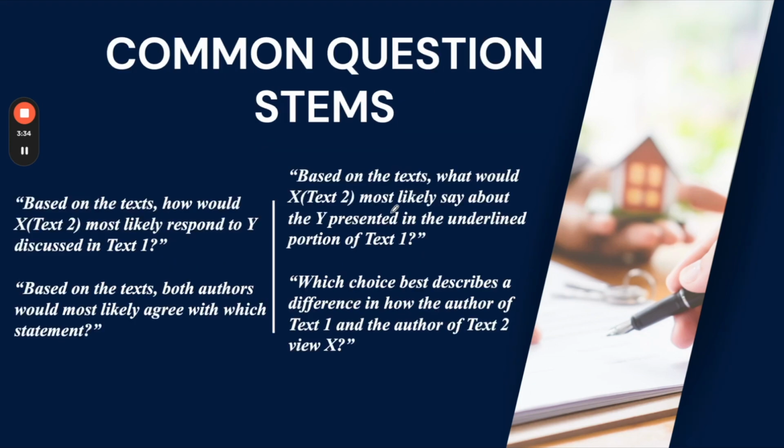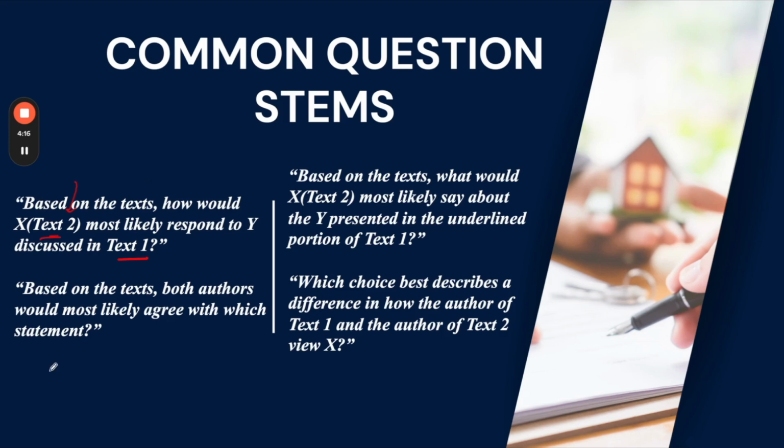Now let us go ahead and see the kind of question stems commonly seen in this question type. This is just to give you an understanding of what common question stems look like. Let's see the first one. Based on the text, how would X, something mentioned in text 2, most likely respond to Y discussed in text 1? So this is about the response of someone in text 2 to something discussed in text 1. Here we understand that of course you need to have an understanding of both texts to really understand how the text 2 person would respond to something discussed in text 1.